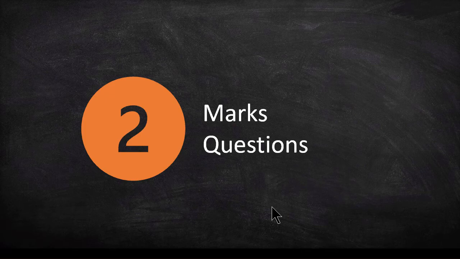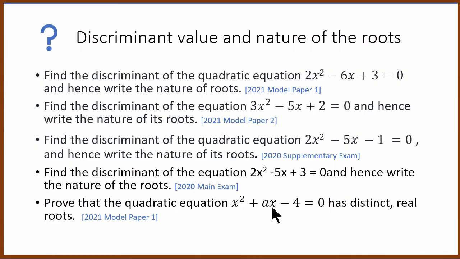Let's look at 2-mark questions. What kind of questions do you get? The most common 2-mark question is: find the value of the discriminant and tell the nature of the roots. You can see that in model paper 1, 2, supplementary and main exam, you literally have exactly the same kind of question. The equation is given and you're supposed to find the nature of the roots. So this is almost a certain question that you get in the examination.